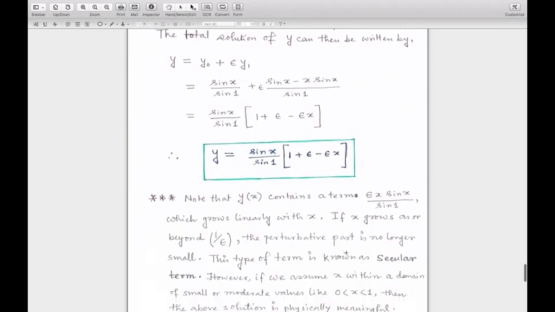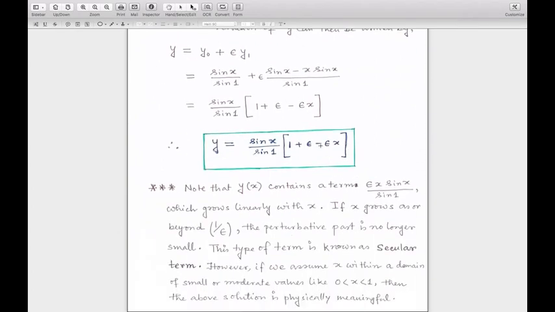Now the problem is that this term, epsilon x sine x by sine 1, grows linearly with x. So if x grows as large as or beyond 1 by epsilon, that is the main problem.